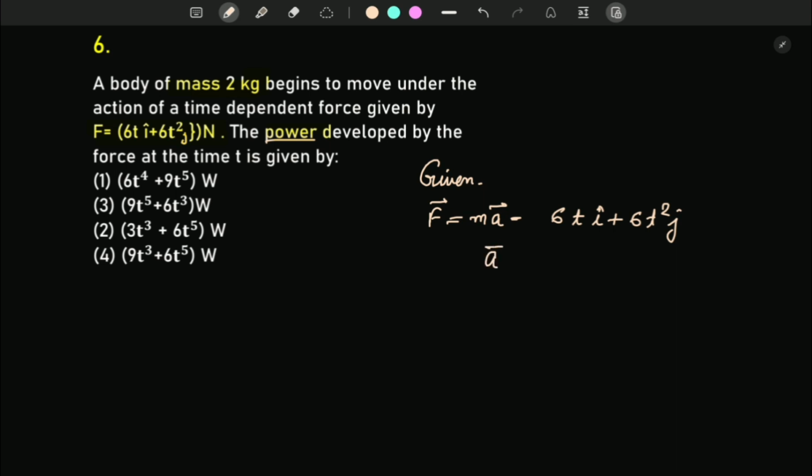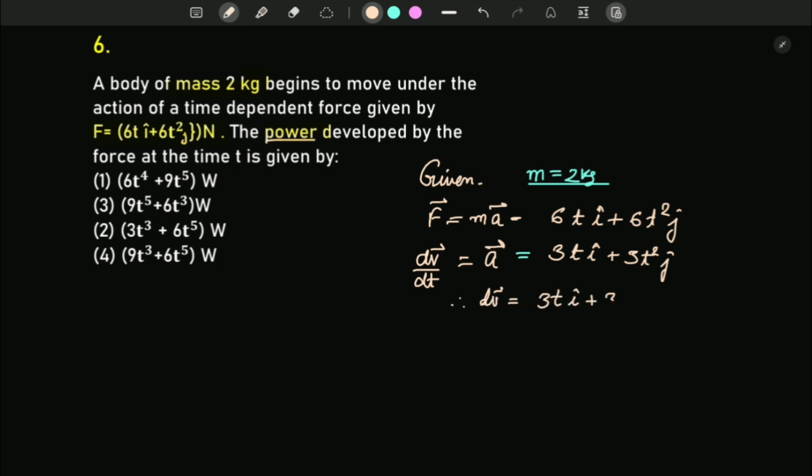So acceleration vector a, dividing by the 2 kg mass, is given as 3t i cap plus 3t square j cap. From here I can say, and I know acceleration is dv by dt, so dv vector equals 3t i cap plus 3t square j cap dt. I will integrate both sides and find the v vector.